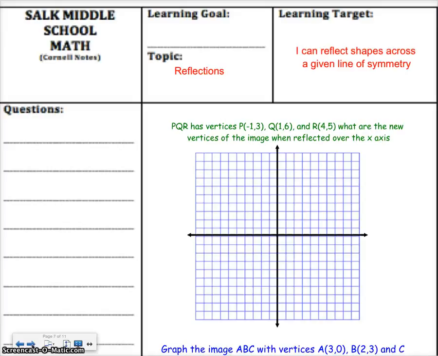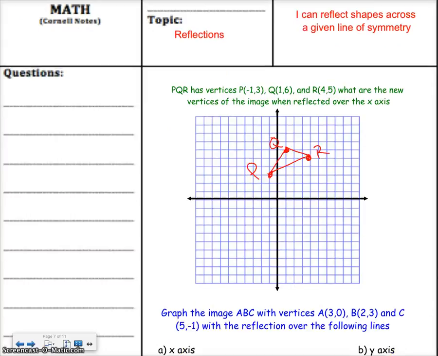Okay, let's apply this. Let's draw triangle PQR. It has the vertices (-1, 3), (1, 6), (4, 5). And I want to identify what the new vertices of the image are when I reflect it over the x-axis. So the first thing you need to do right now is plot your pre-image. Okay, now that I have my pre-image plotted, triangle PQR, I am going to plot my reflected image.